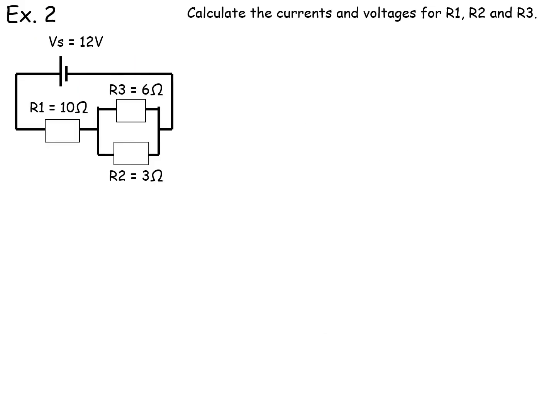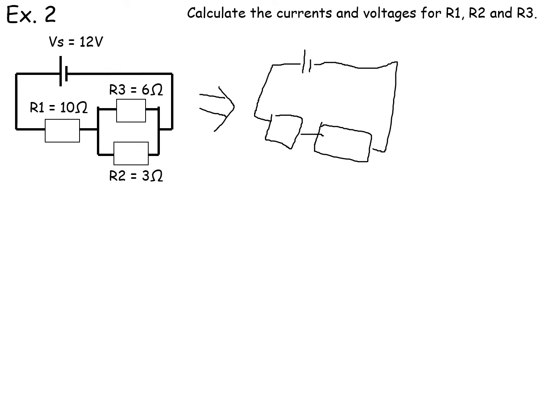Okay, so let's get back to that example I showed you before. Calculate the currents and voltages for R1, R2 and R3. As always, if you want to try it yourself, then do so. Now, this one's a wee bit trickier because notice we've got a wee bit in parallel and then a wee bit in series. So we can't jump straight away to our simplest circuit. We've got to get rid of the parallel bit first, which means we're going to have this as our next stage of the circuit.